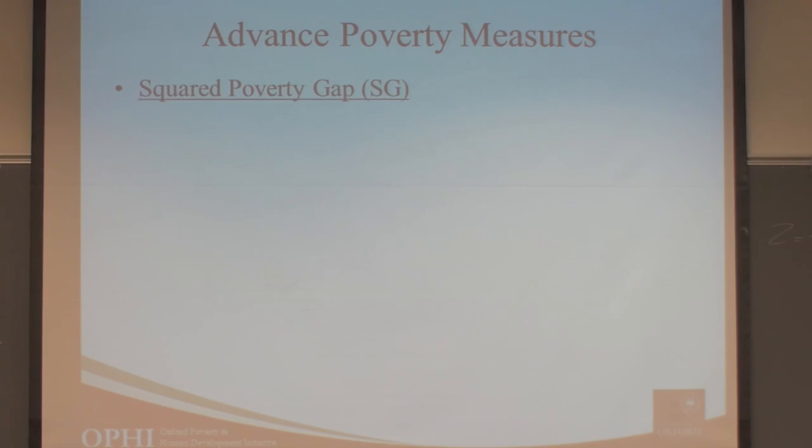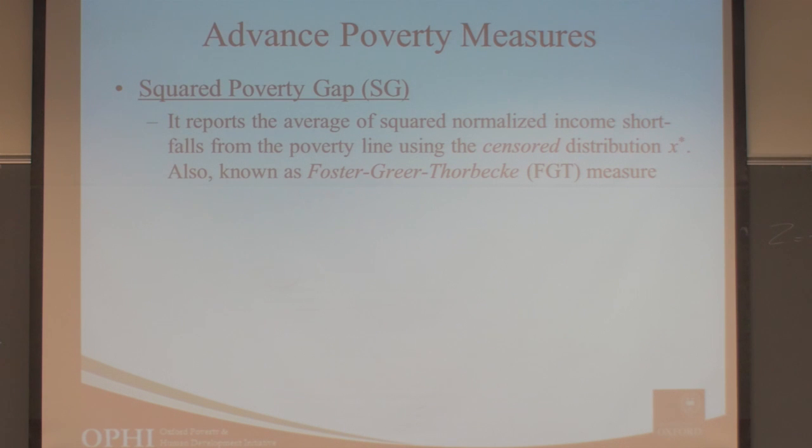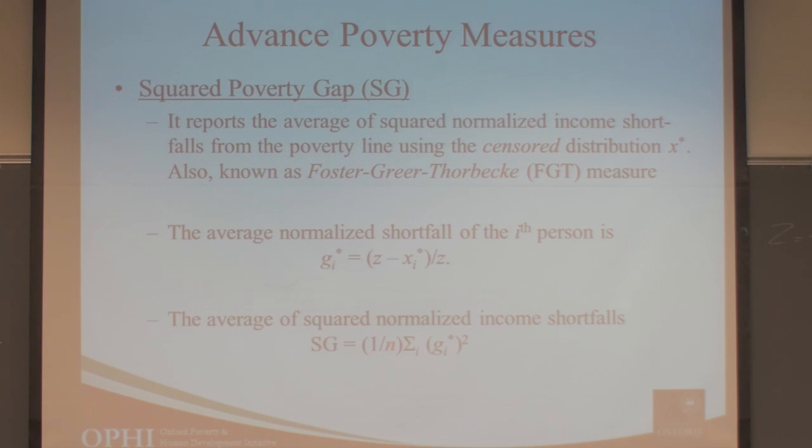The next one, which is also quite frequently used, is the squared poverty gap. What is the idea? It reports the average of the squared normalized income shortfalls from the poverty line using the censored distribution X star, also known as the FGT measure. You compute the average normalized shortfalls like this as we did earlier, and then the squared gap measure is nothing but the average of these squared shortfalls.